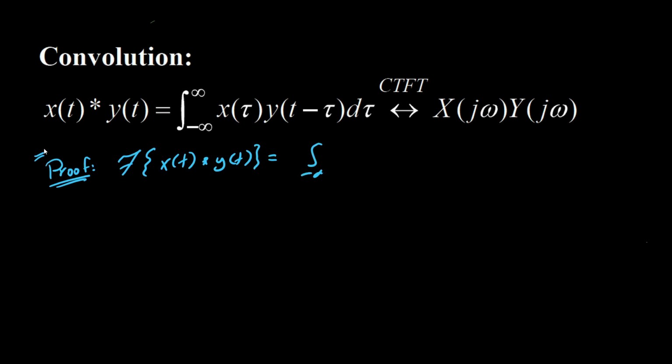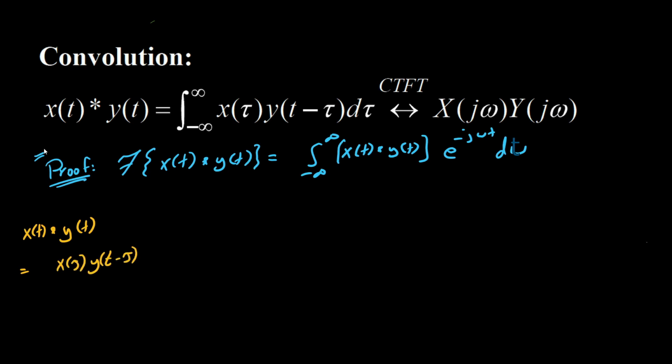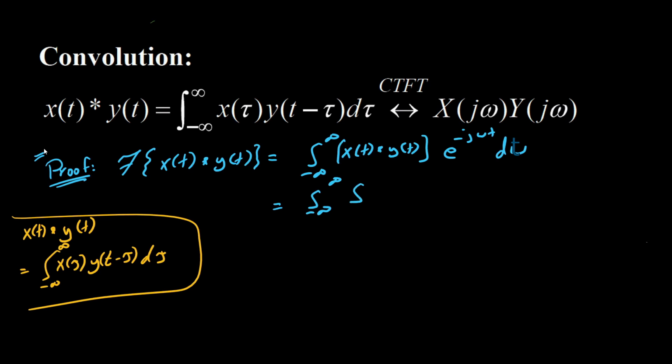And this is simply the integral from minus infinity to infinity of x of t convolved with y of t, times the exponential e raised to the power minus j omega t, dt. But we know that x of t convolved with y of t is simply the integral from minus infinity to infinity of x of tau y of t minus tau d tau. So we would have yet another integration from minus infinity to infinity: x of tau y of t minus tau e to the power minus j omega t d tau and dt.